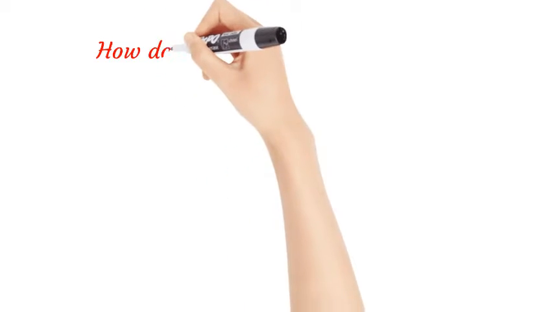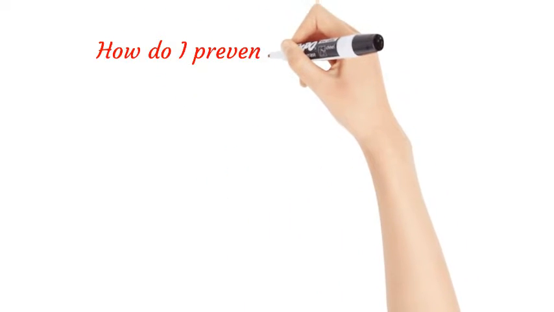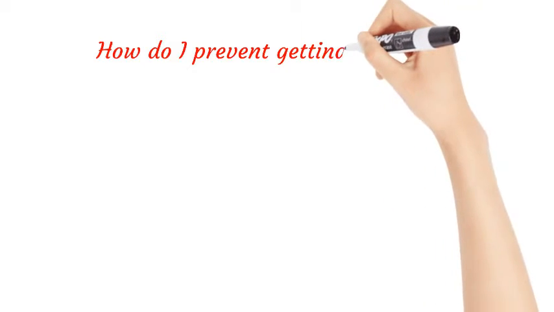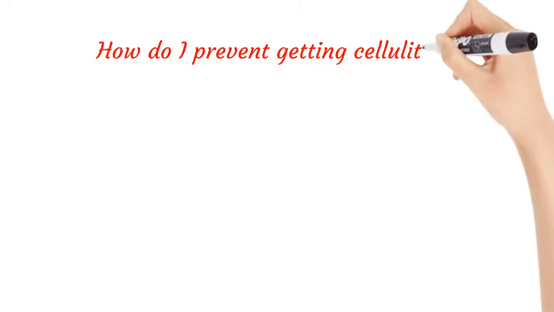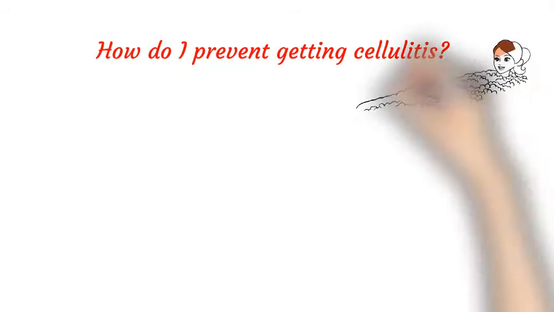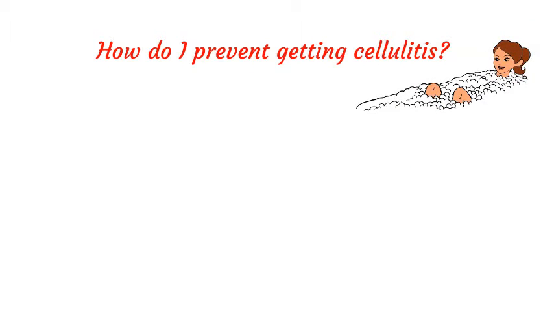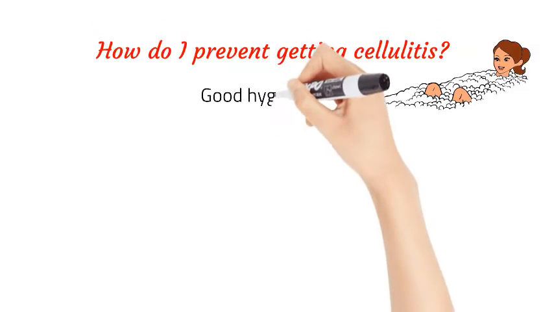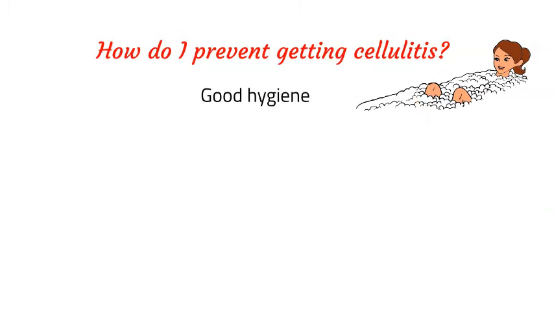So, how do you prevent getting cellulitis? Well, some people are more prone to cellulitis. If you've had cellulitis before, you're more likely to get it again. You need to be more careful. The same goes for people with lymphedema or low immunity. Good hygiene is a good place to start, keeping the skin clean, dry, and well moisturized, preventing the skin from cracking and letting bacteria enter.